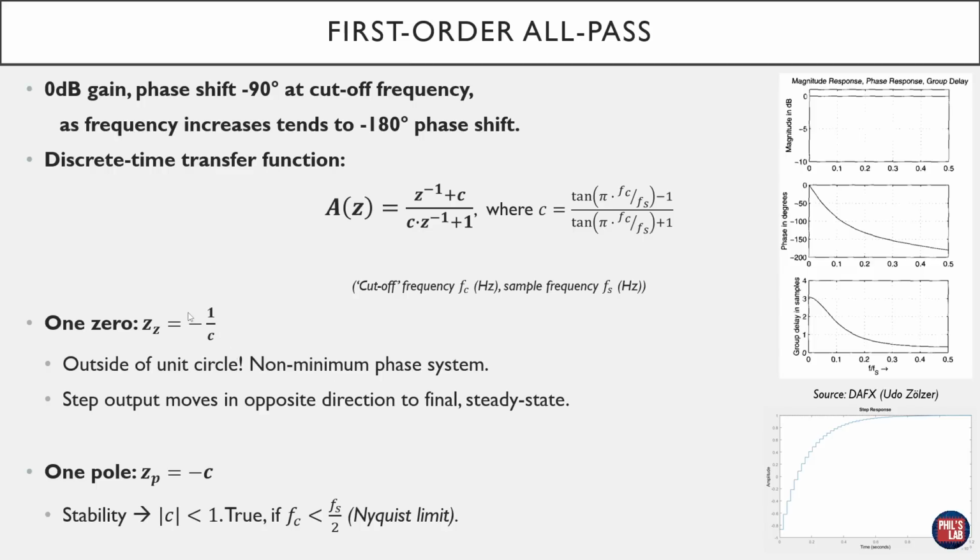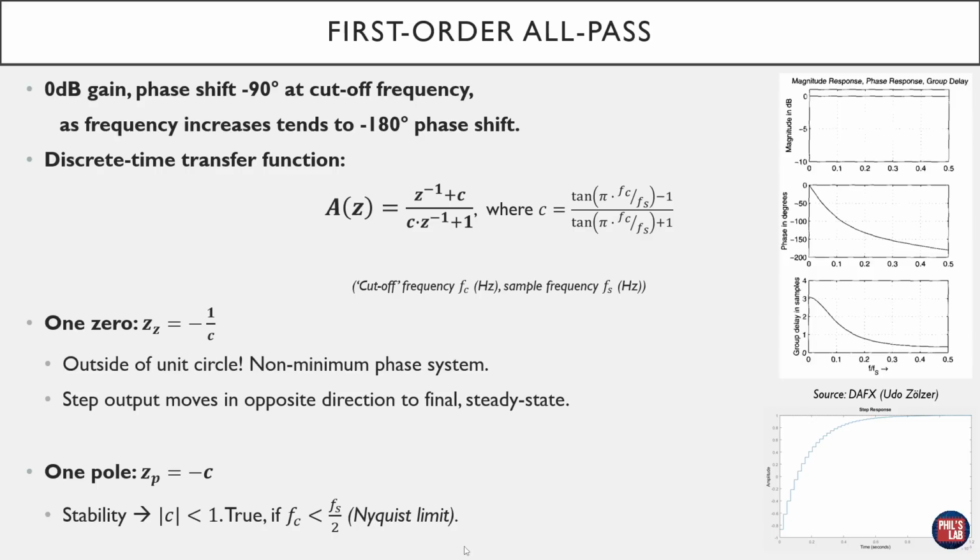Other than that single zero, we also have one pole which is located at minus C. And the pole, of course, has to do with stability, and that has to be within the unit circle, so the magnitude of that pole less than 1 if we want stability. And this is true if the cutoff frequency is less than Fs over 2, so less than the sampling frequency over 2, which of course makes sense because that is our Nyquist limit.